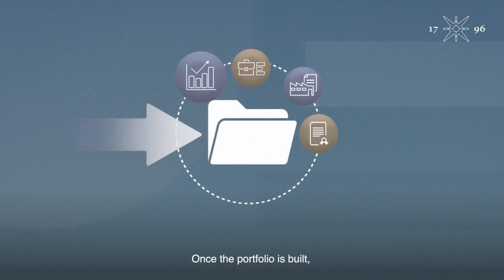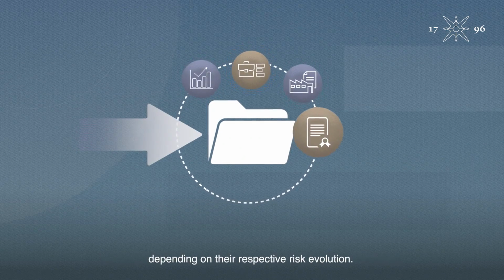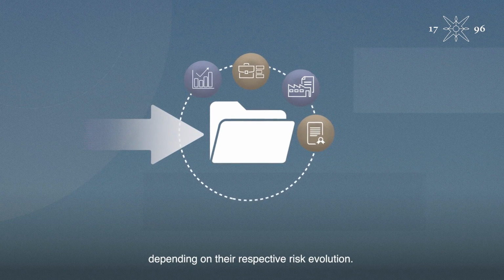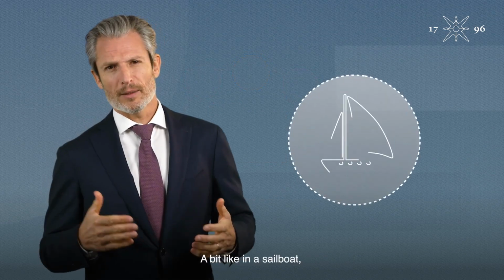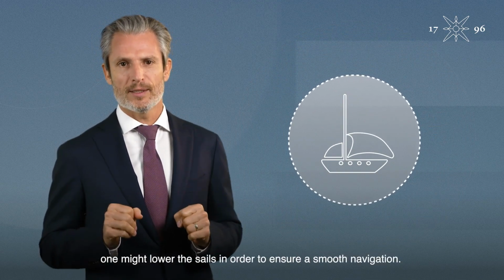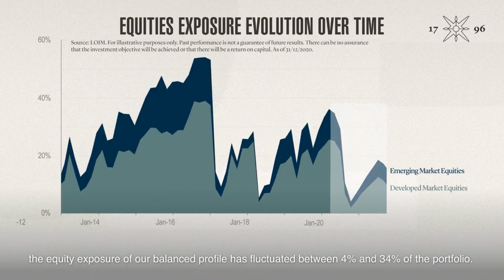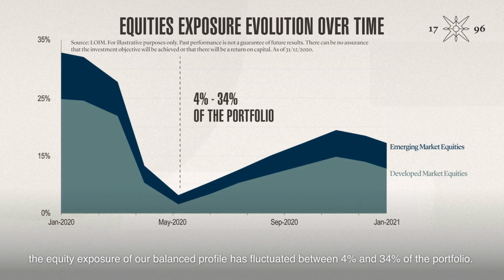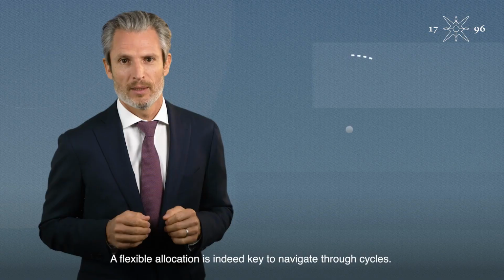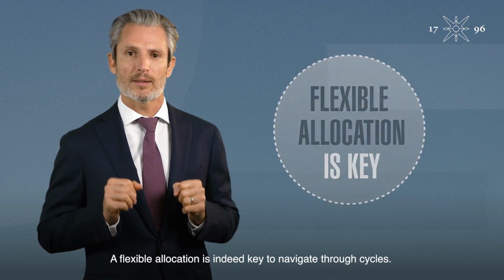Once the portfolio is built, the allocation to each underlying asset class is actively managed depending on the respective risk evolution. A bit like a sailboat, when the wind is blowing harder, one might lower the sails in order to ensure smooth navigation. As an example, in 2020, the equity exposure of our balanced profile fluctuated between 4% and 34% of the portfolio. A flexible allocation is indeed key to navigate through cycles.